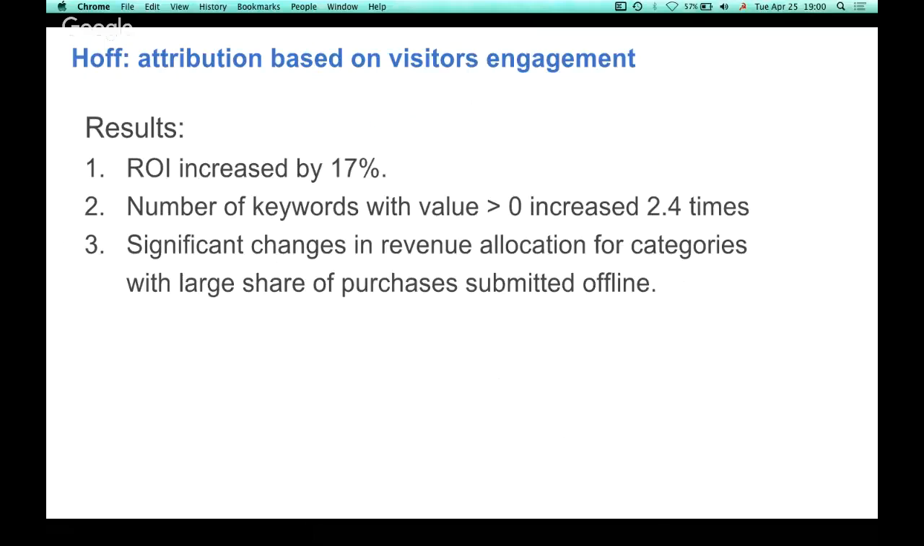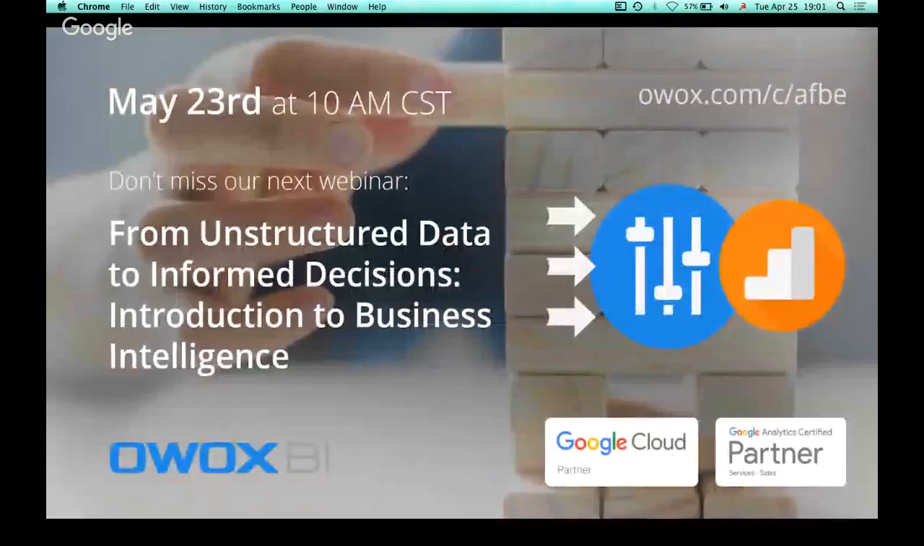ROI increased by 17%. The number of keywords with more than zero value increased more than twice. And they had significant changes in the way they allocate budget for their category campaigns, because when they combined purchases and online behavior data with offline purchases, they saw a totally different picture of revenue allocation among the traffic sources.